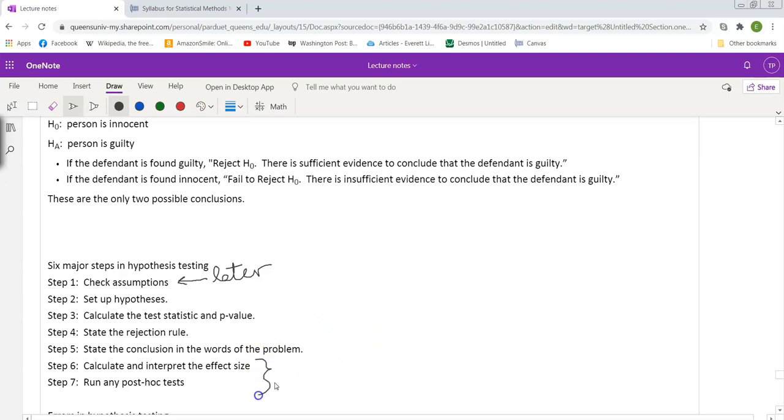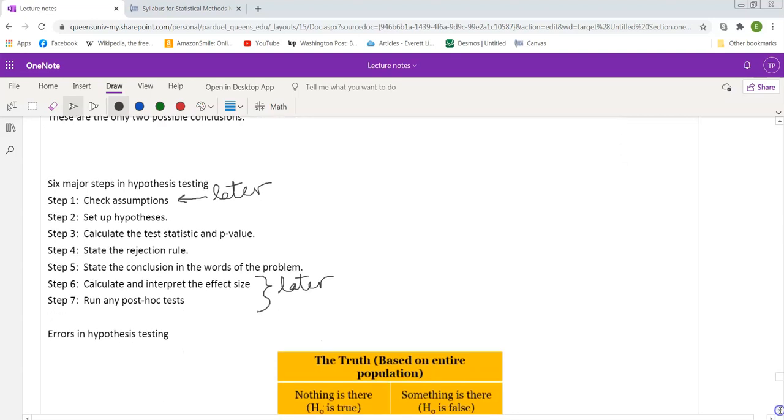Now, these other two are going to be later as well. But I wanted to put them out there so that you'll know these are key elements of hypothesis testing, just not for this test that we're doing today. Basically, checking assumptions is, a lot of hypothesis tests are based on the assumption of normality or other similar assumptions. So that's kind of done at the outset. And then these are some follow-up things that might happen after a hypothesis test.